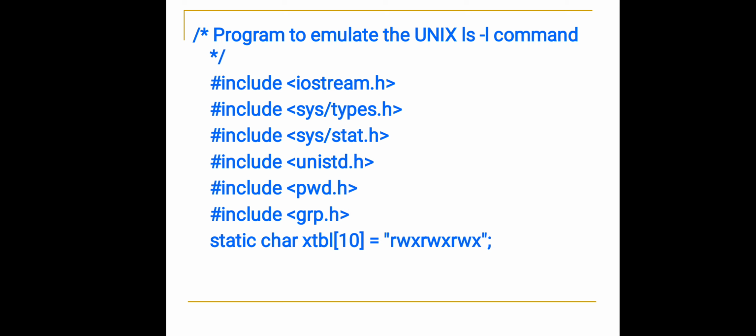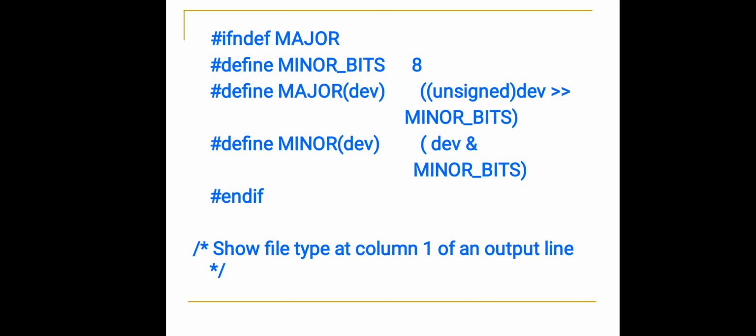Program to emulate the Unix ls -l command. #include <iostream.h>, <sys/types.h>, <sys/stat.h>, <unistd.h>, <pwd.h>, <grp.h>, static char xtbl[10] = "rwxrwxrwx". #ifndef major, #define minor_bits 8, #define major(dev) ((unsigned)dev >> minor_bits), #define minor(dev) ((dev) & minor_bits), #endif. Show the file type at column 1 of the output line.